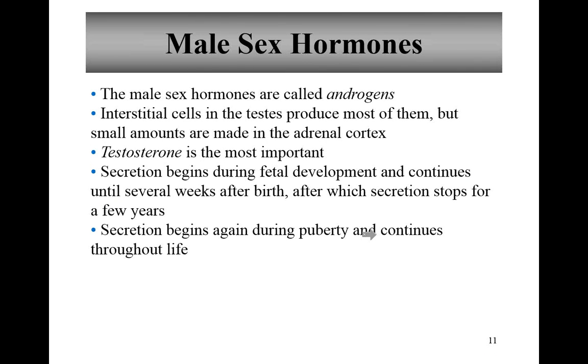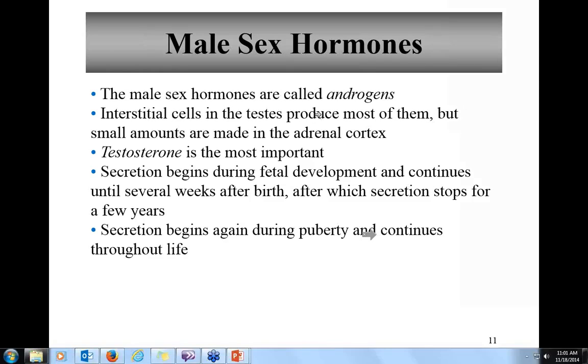Now there are other male hormones. Testosterone is the primary one, and male hormones are referred to as androgens. So here it says interstitial cells in the testes produce most of them. Interstitial cells are the cells around the cells that make the sperm. The most important male sex hormone is testosterone.